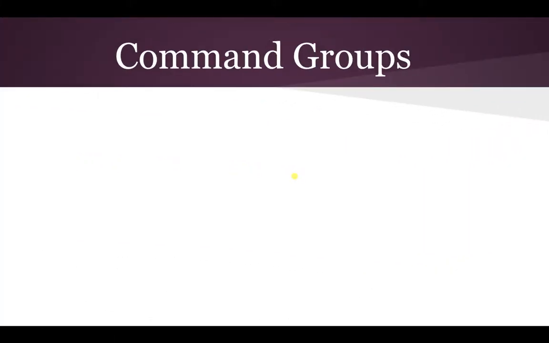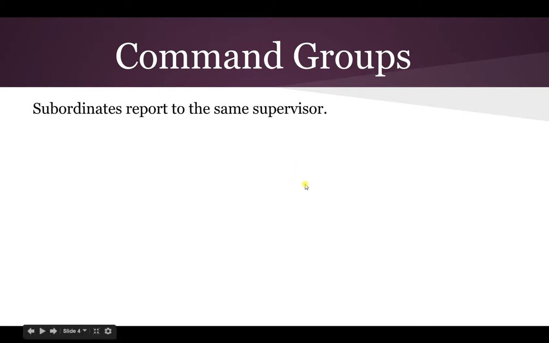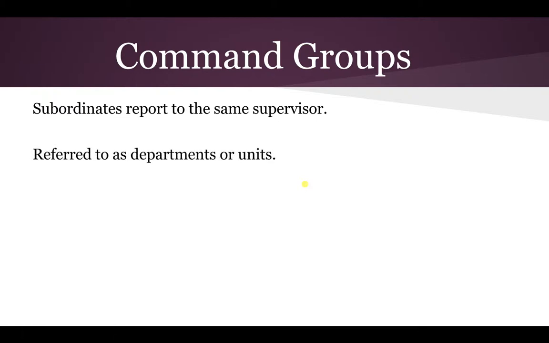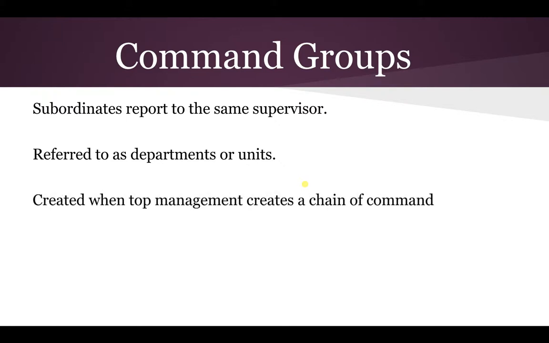When top managers design an organization's structure and establish reporting relationships and a chain of command, they are essentially creating command groups. Command groups are groups composed of subordinates who report to the same supervisor. These groups are also called departments or units. In order for command groups to fulfill their purpose, it is essential for managers to motivate the group members to perform at a high level and to be effective leaders.